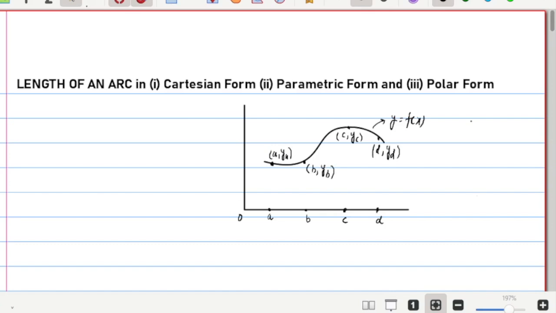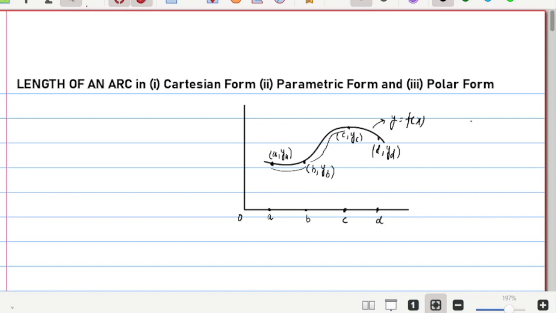Then by finding the arc length from A to B, we mean to find the distance from this point A comma ya to point B comma yb. So this distance is actually the arc length from A to B on this curve. And similarly, the arc length from B to C is the distance like this. This is what we actually mean by the arc length.